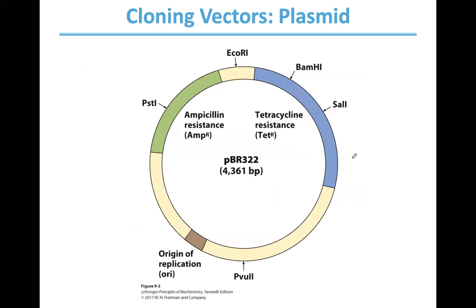So here is going to be the cloning vector. This is the recognition sequence for the endonuclease, right? EcoRI is going to cleave here. Now there are a couple other restriction endonucleases that can cleave at different positions. This is the tetracycline resistance gene. This is the ampicillin resistance gene.